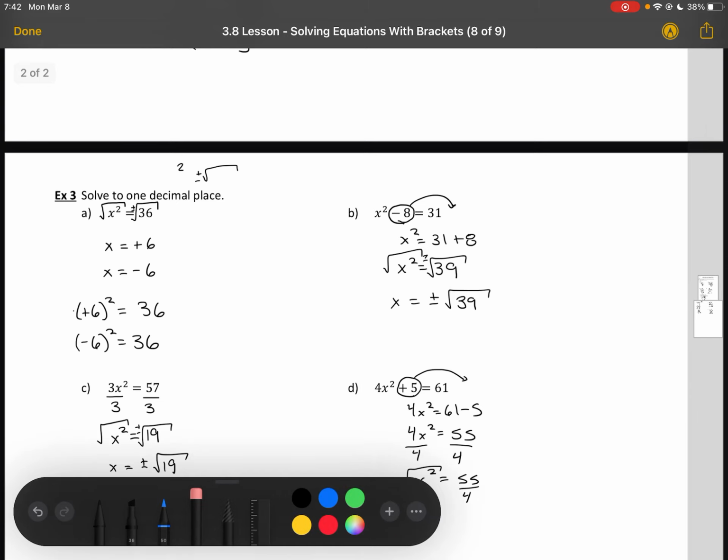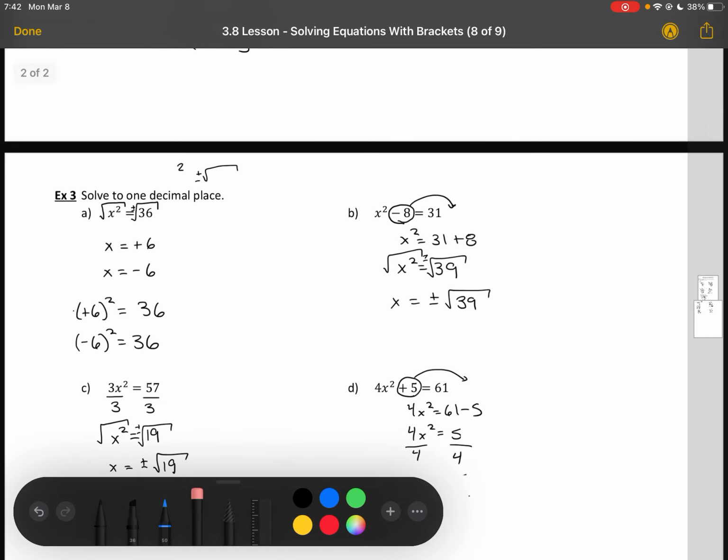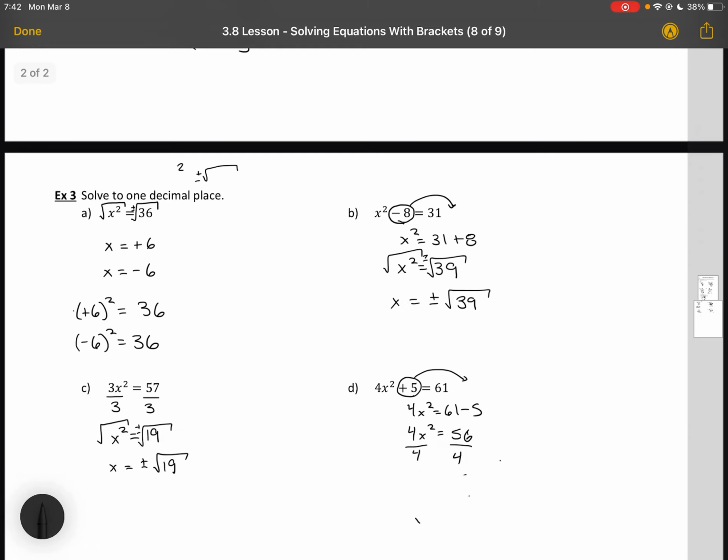Let's change this up here. Make sure that you are evaluating or doing your algebra correctly. So 61 minus 5 should give us 56 divided by 4. And then x squared is going to equal 14. Now we can take the square root of both sides to solve for x. And our answer is plus or minus root 14, which you could take to decimal form.